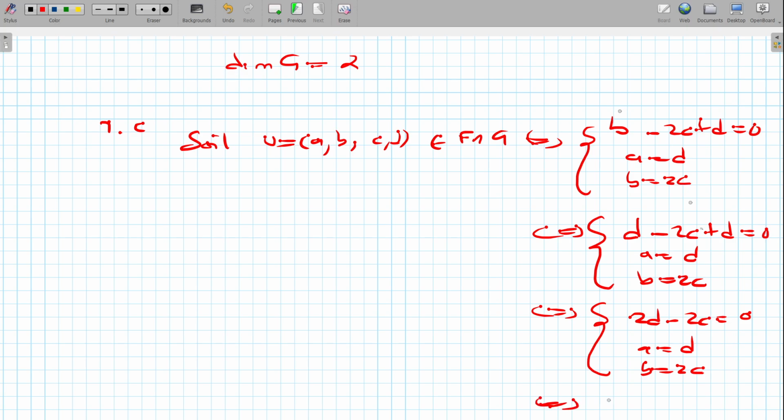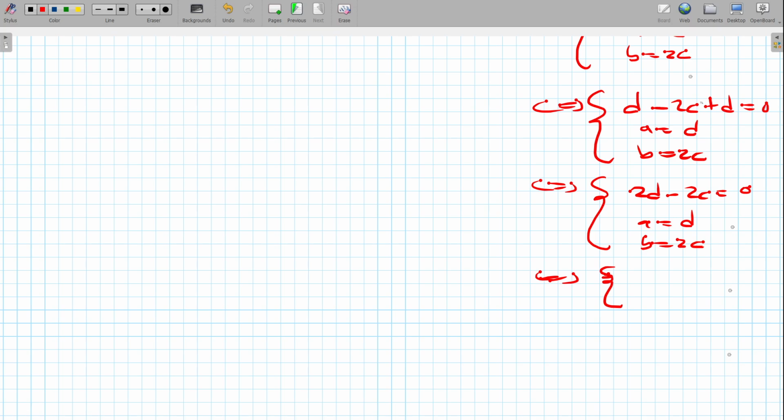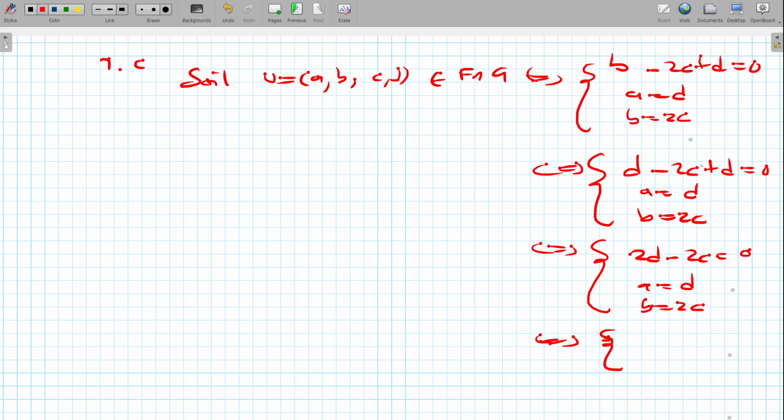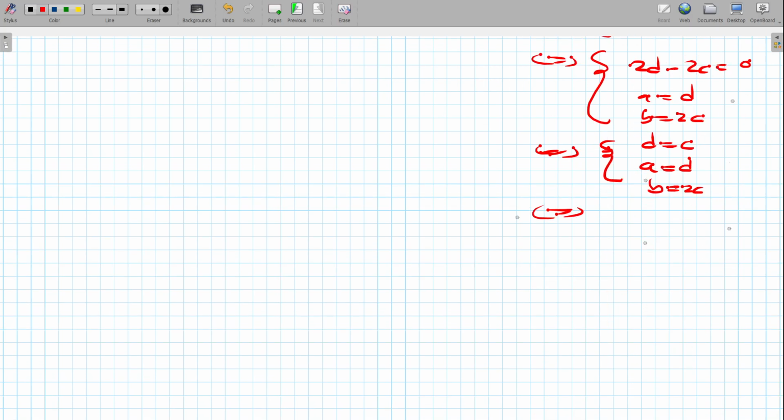You can factorize by the 2 if you want. If you factorize by the 2, you see that the first equation is going to mean that D is equal to C. And then we have A is equal to D. And then B is equal to 2C. Okay? So maybe to make things clear for you, I can say that C is equal to D, but D is equal to A in the next line. So it means C is equal to A.